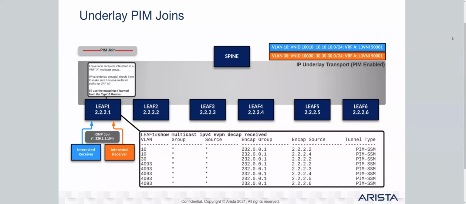Because, for example, if a sender is attached to, say, leaf 4, the leaf source address in the outer IP header is his VTEP IP, and the destination address is the multicast group.